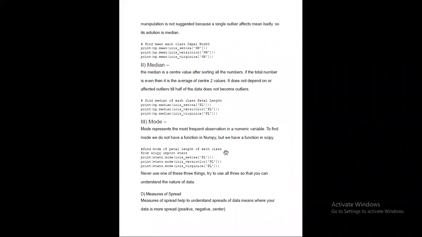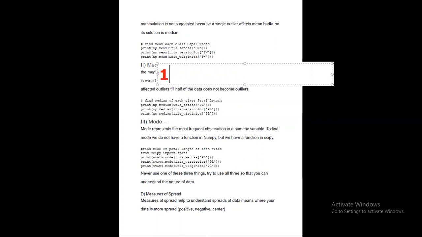Let me take these four numbers. How many numbers are here? Four. So if the count is even, what will be the median here? 12 plus 14 by 2.